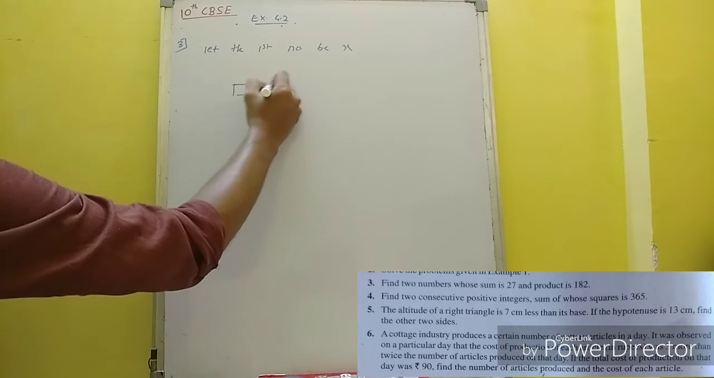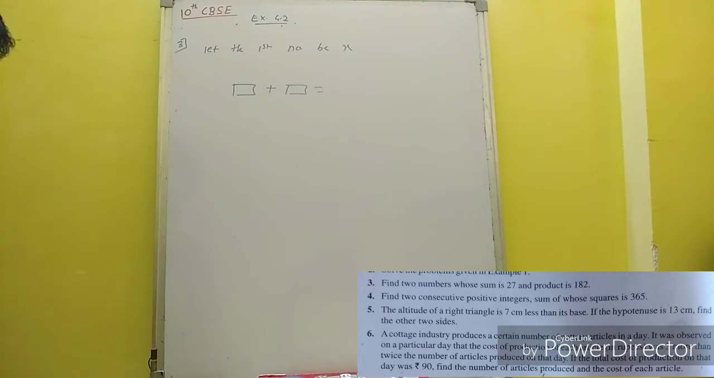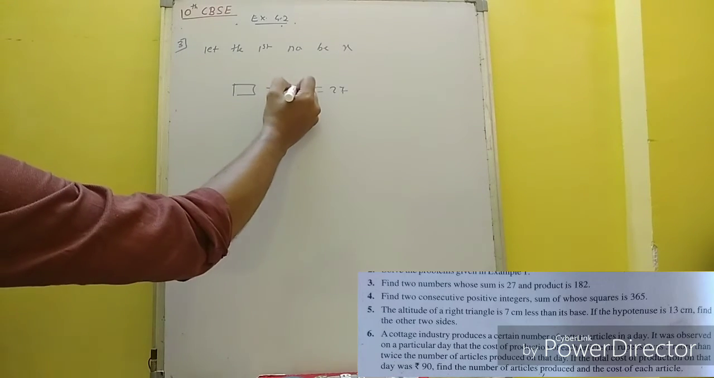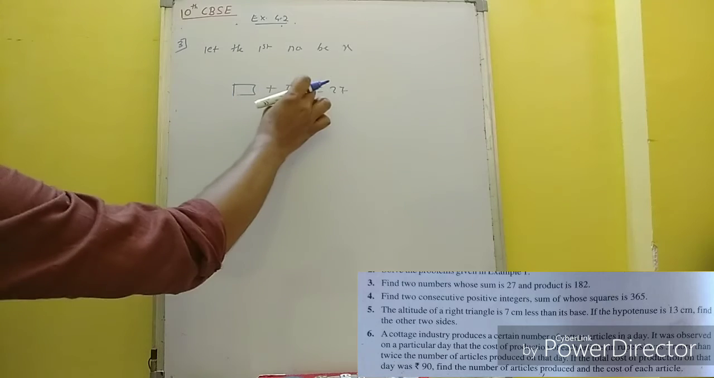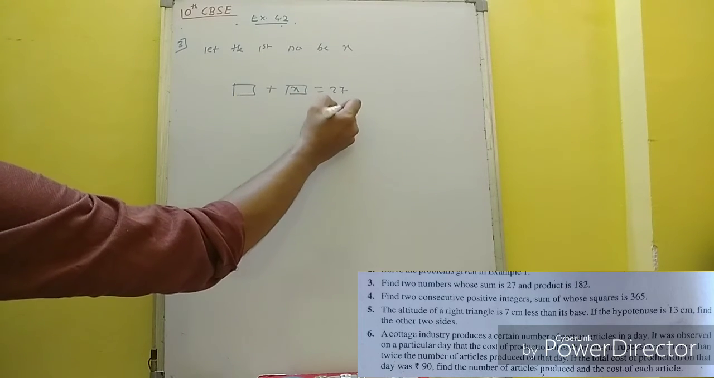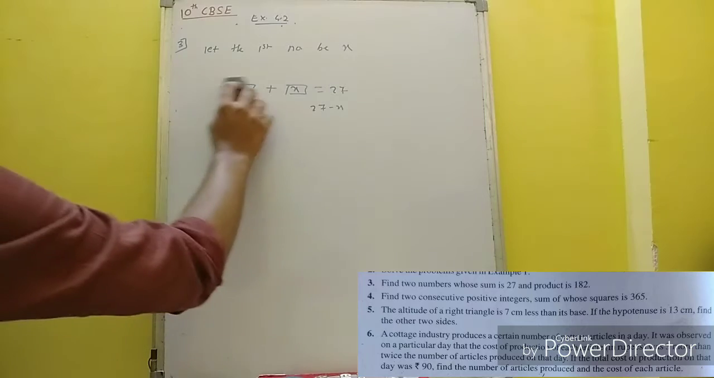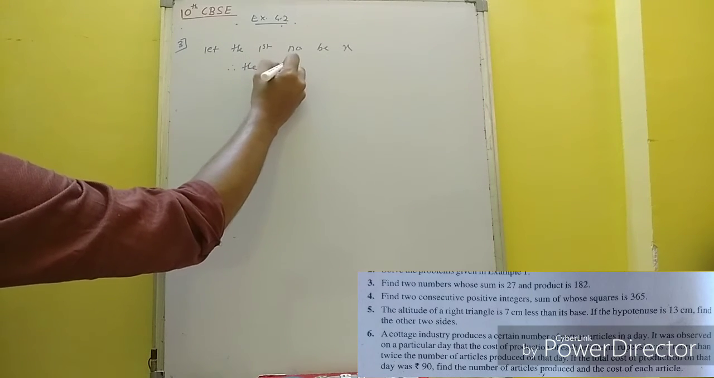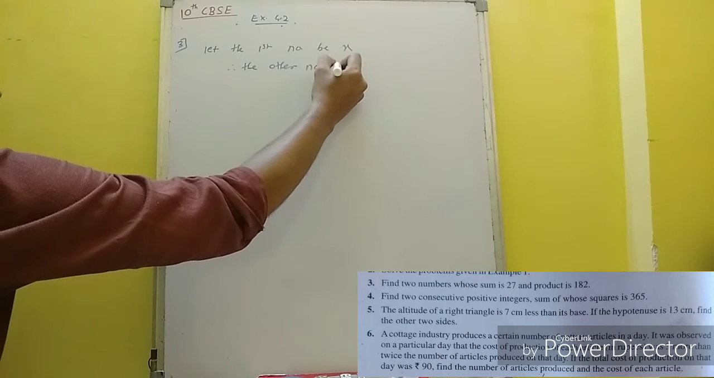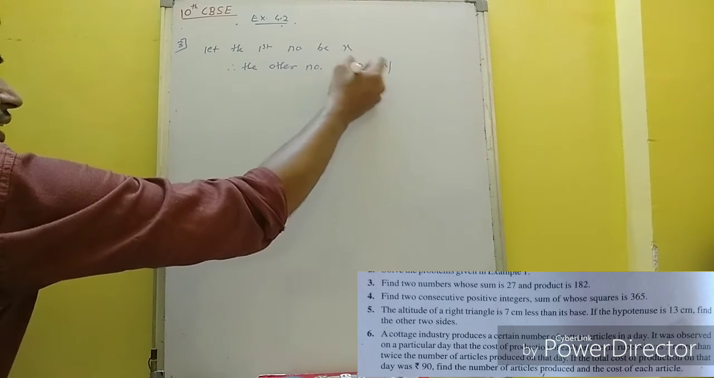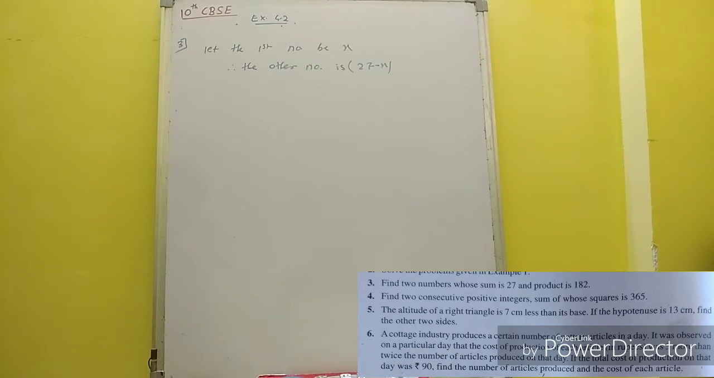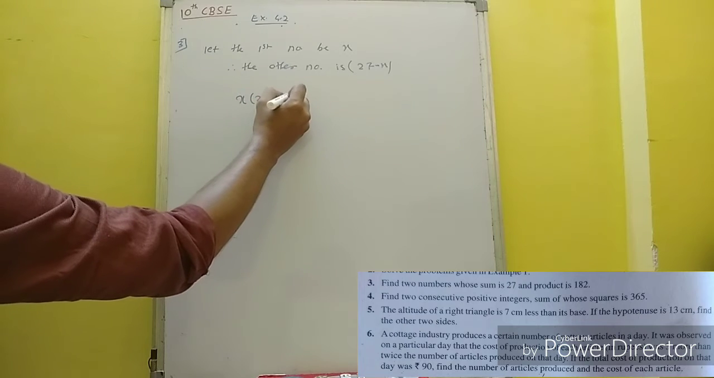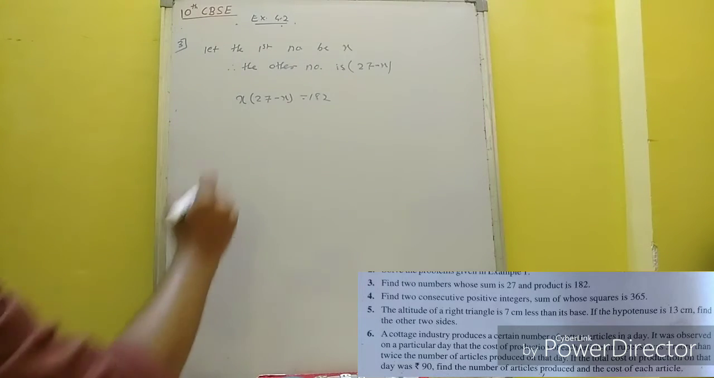See, suppose we have two numbers like this. This box plus this box is equal to 27 as per the textbook. Okay, if one number is x, then what will be the other number? This will go that side, 27 minus x. So the other number is 27 minus x. Okay, now what is given? Product is 182. So x multiplied by 27 minus x is equal to 182.